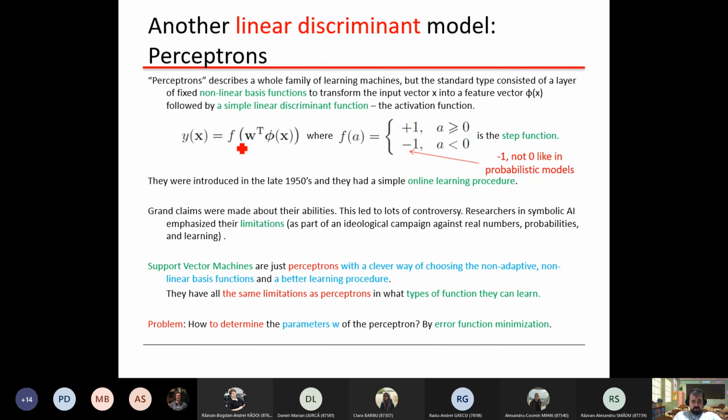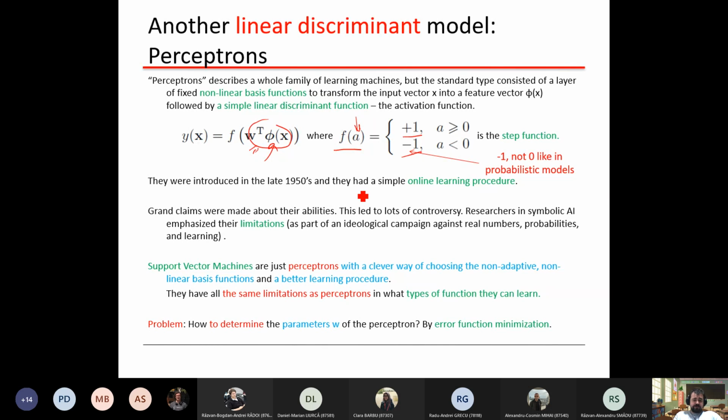So what we have to do is first use the basis function to transform the point x to some new values phi of x, then we multiply it with the weights, and then we use the step function that will compare the value obtained here, so this product, with 0. If it's greater than 0, then we have the value 1. If it's lower than 0, then we have minus 1.